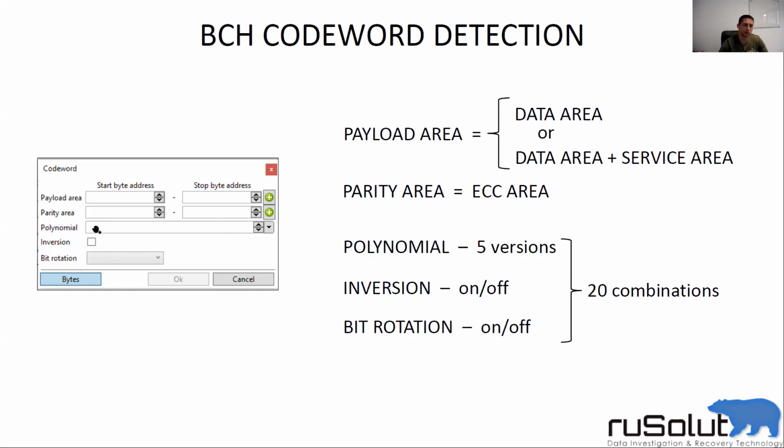How to select correct polynomial and inversion bit rotation? Well, you can go to database and just check which polynomial is used for similar controller, because similar controllers usually use the same polynomial. If you don't want to do this, you can just try all of them. As I said, it's 20 combinations in total. You just try them and one of those may work. So that's the thing what we do when it comes to detect BCH code word.